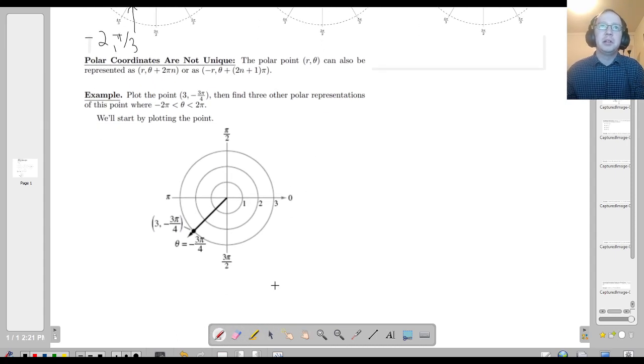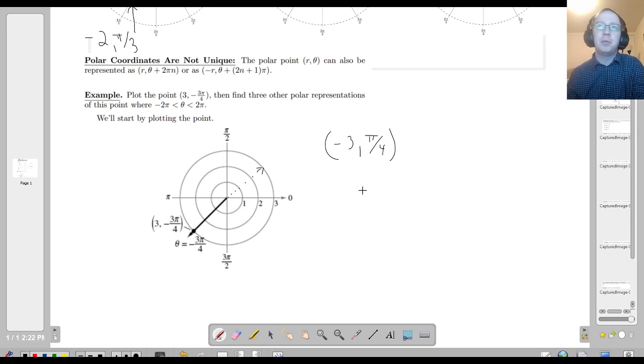So let's try this one really quick. We've got the point 3, negative 3 pi over 4. Right, so an angle of negative 3 pi over 4, a distance of 3. And we're supposed to find 3 other polar representations of that point. Okay, so let's first try adding pi. Right, if I add pi to that angle, I would get pi over 4. So something, pi over 4. And if I'm thinking about pi over 4, that's in that direction. If I just said 3, that would be going the wrong way. So I want to do instead negative 3. So here's another way I could describe that point.